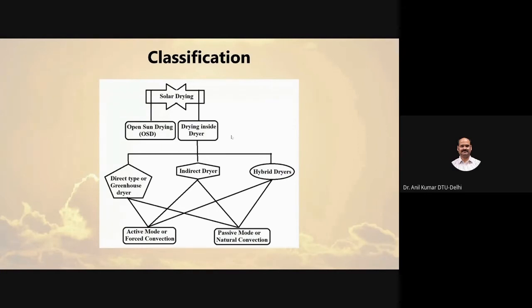Active means forced convection mode, and passive means natural convection. Because of the thermosiphon effect, the movement of the hot and humid air and the fresh air is basically because of the thermosiphon effect. That is the natural convection and the passive mode.